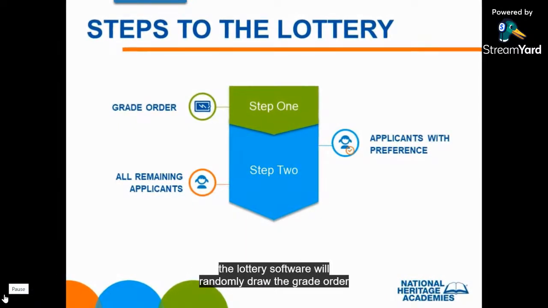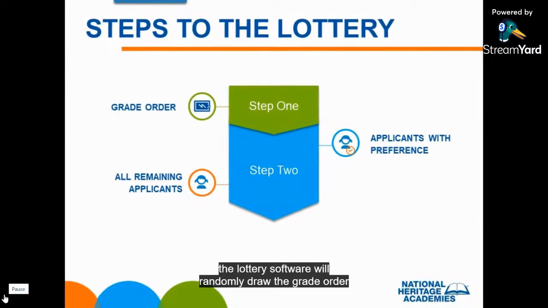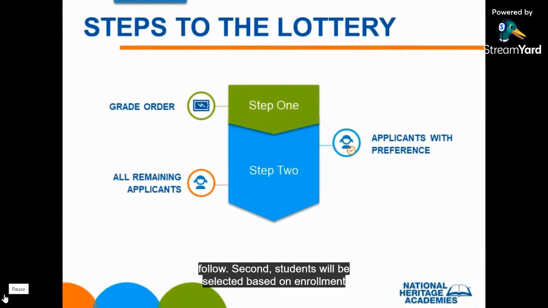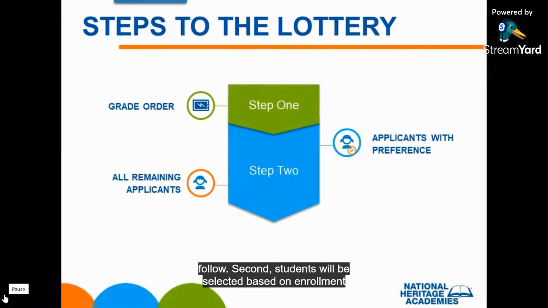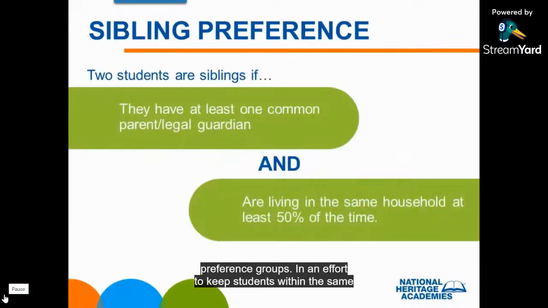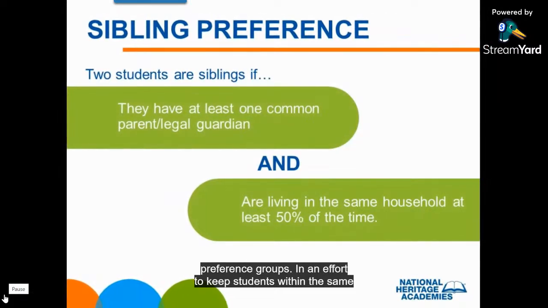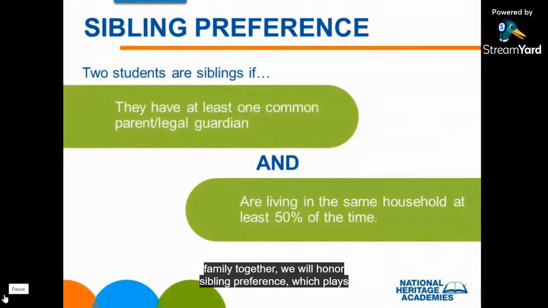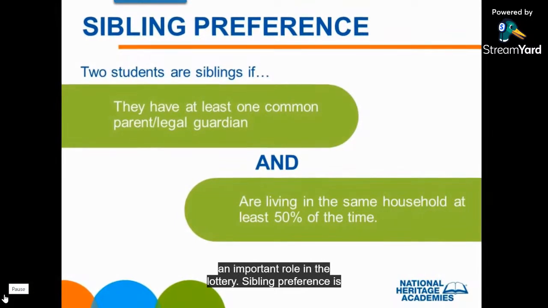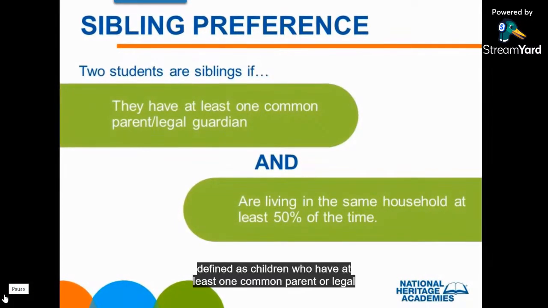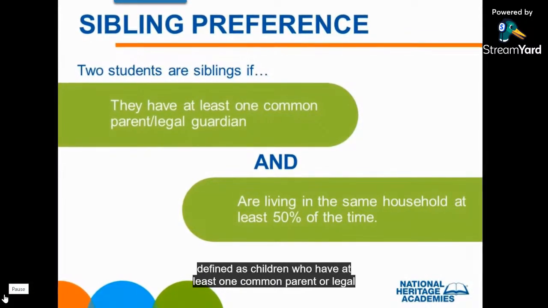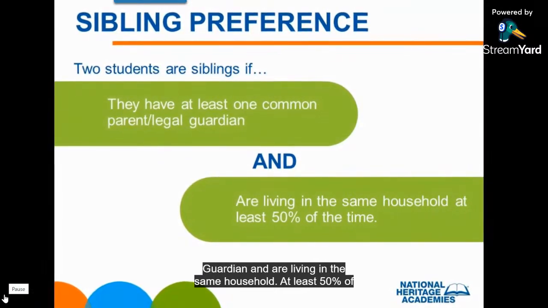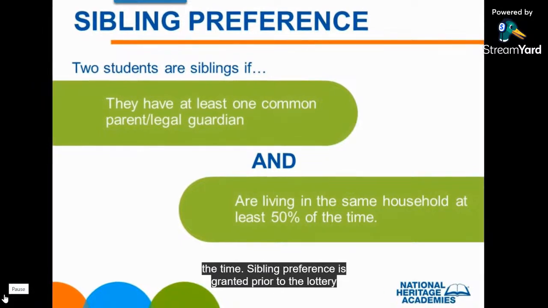First, the lottery software will randomly draw the grade order that the entire process will follow. Second, students will be selected based on enrollment preference groups. In an effort to keep students within the same family together, we will honor sibling preference, which plays an important role in the lottery. Sibling preference is defined as children who have at least one common parent or legal guardian and are living in the same household at least 50% of the time.